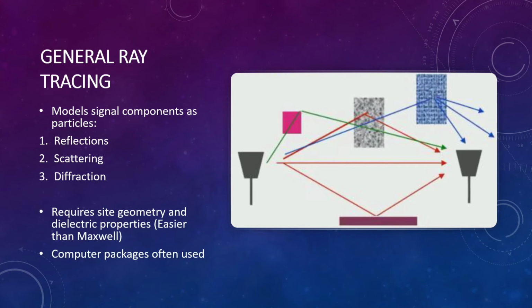Okay. The next model is general ray tracing. It takes reflection, scattering, and diffraction phenomena into account. From the picture here, red lines are the reflection, blue lines are scattering, and the green line is diffraction. You can see here the green lines. Since there are many reflections or refractions, the receiver may receive many signals. This model requires site geometry and dielectric properties.